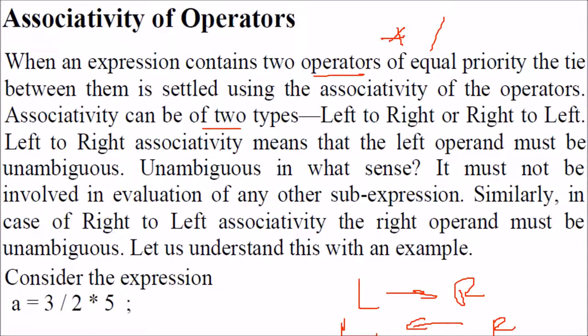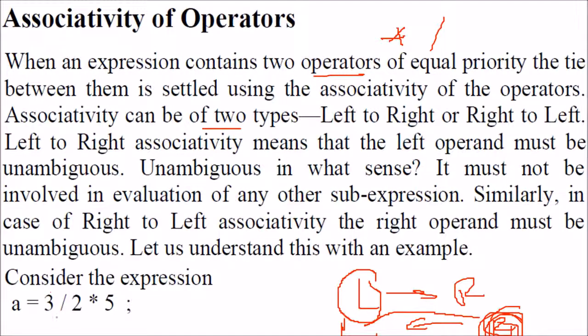Left to right associativity means the left operand must be unambiguous. Unambiguous means the value should not be in any sub-expression. It should be a single value, no expression. In the case of right to left, similarly, we apply right to left when the right operand is unambiguous. That is, the value which comes is not involved in any expression.